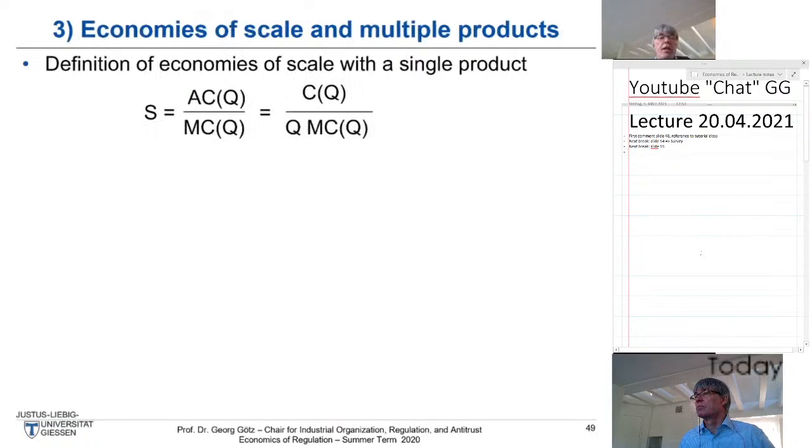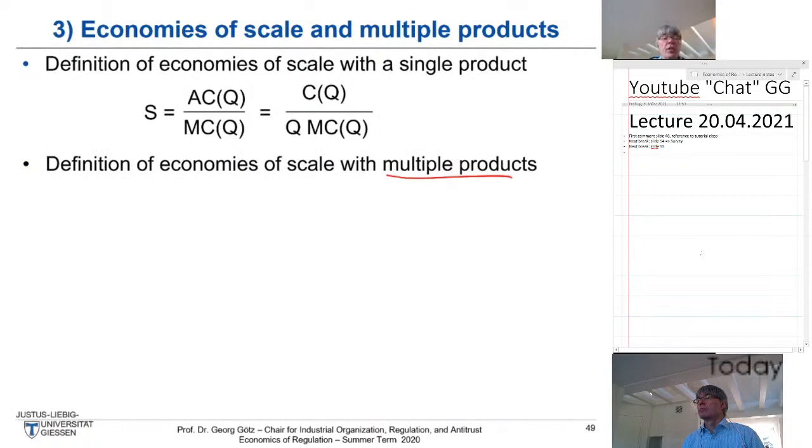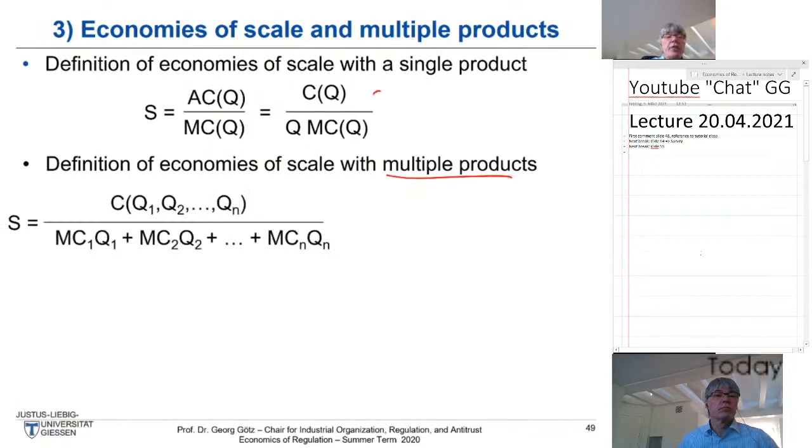And if you have this, you can also derive a scale economy index for the case of multiple product firms. Okay, for multiple products. Here I repeat the definition of the scale economy index, simply average cost over marginal cost. Here we put it slightly differently. As you will see, that's what we are going to use here.